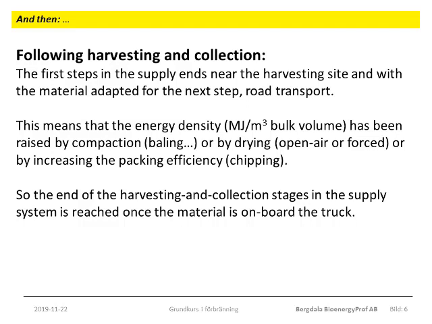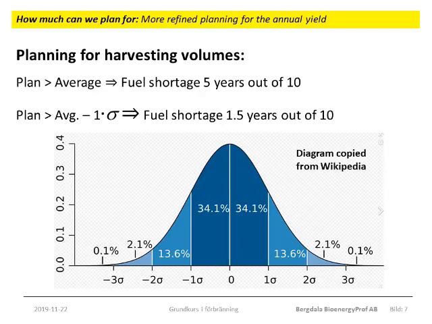Once the material is on board the truck, the next part of the supply system starts. In the previous nugget, I suggested a simple method to plan the energy supply system for robustness. The suggestion was based on the fact that for a long series of independent random variables, the statistical distribution will successively approach the Gaussian distribution.